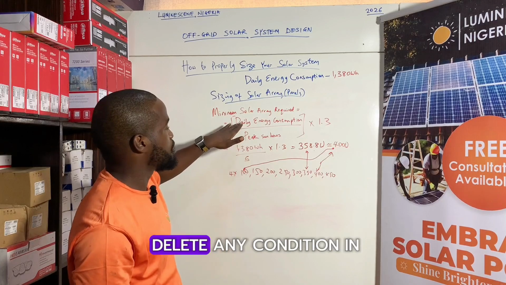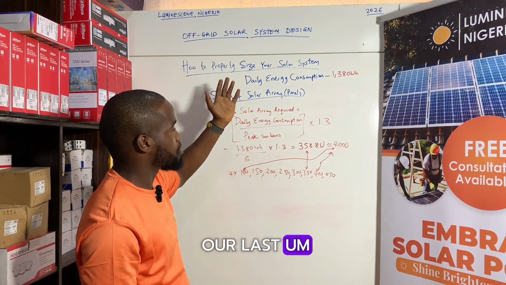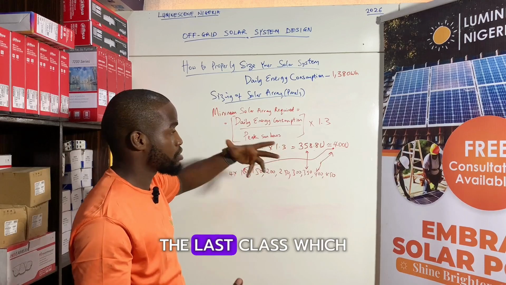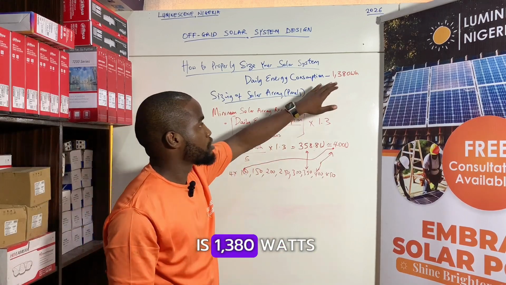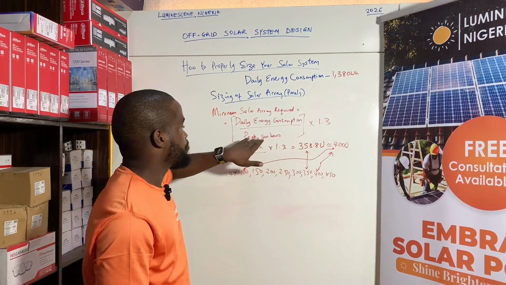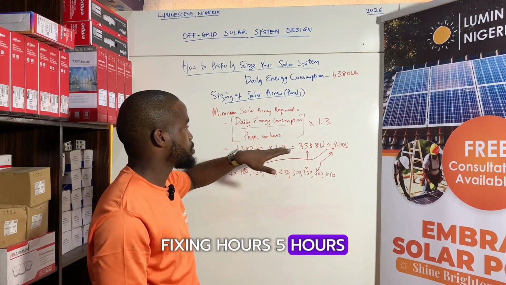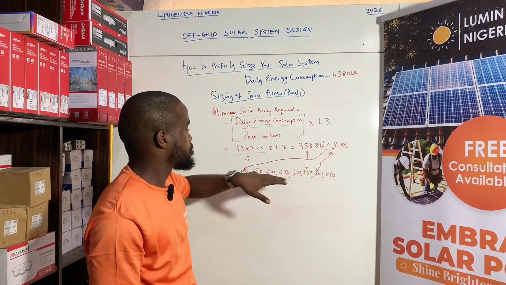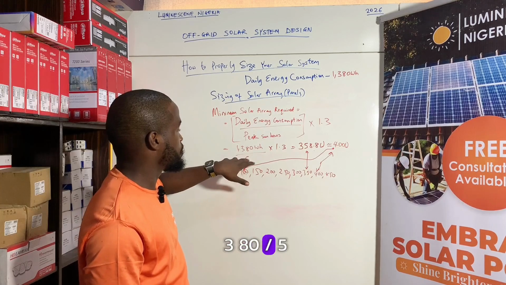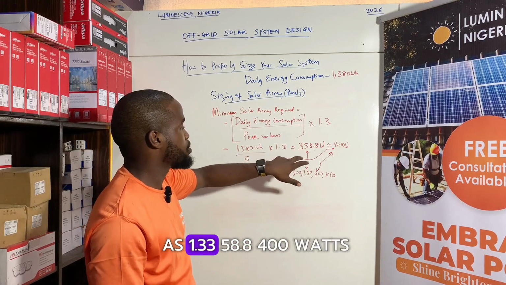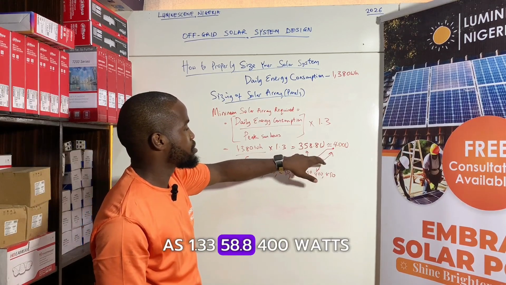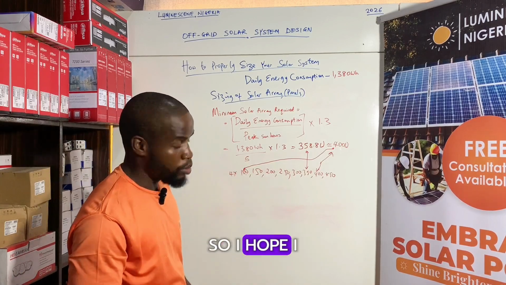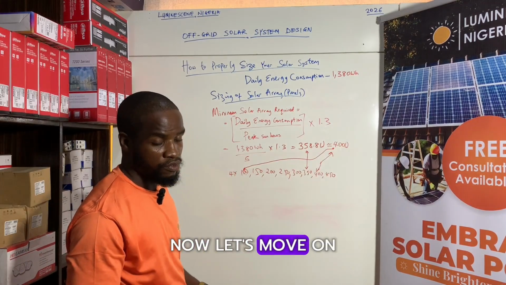So we calculated daily energy consumption in the last class, which is 1380 watt hours. Peak sun hours, 5 hours. This is for inefficiencies and allowances. So we have 1380 divided by 5 times 1.3, which is 358.8, so 400 watts. I hope that's very well understood. Now let's move on to the next thing.